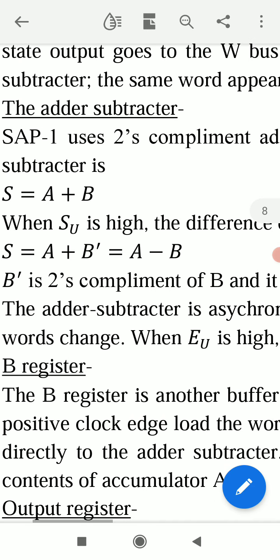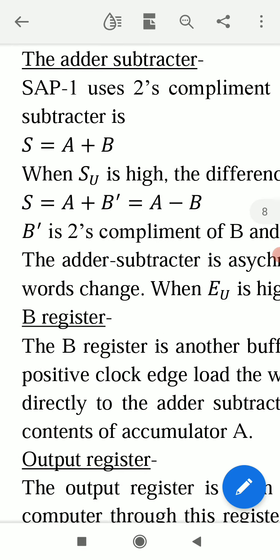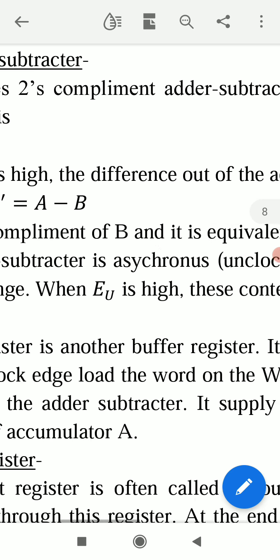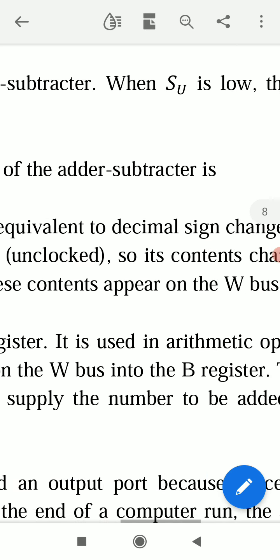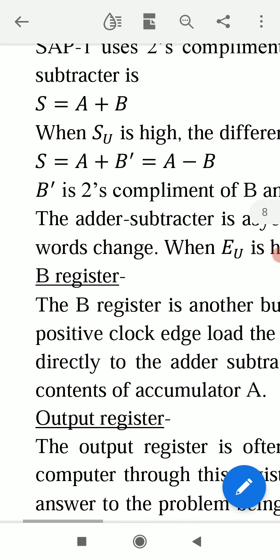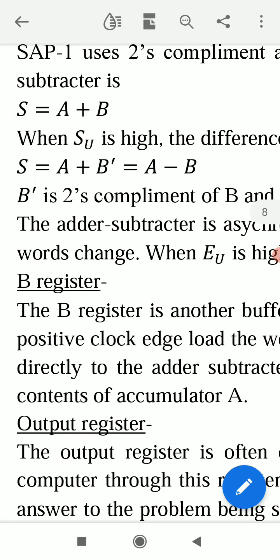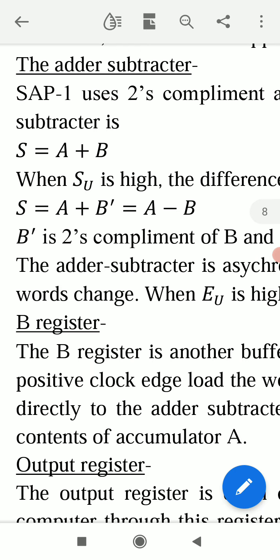When SU is high, the difference out of the adder subtractor is S equal to A plus B dash equal to A minus B. B dash is the 2's complement of B, and it is equivalent to a decimal sign change. So when SU is high, it works as a subtractor, and the resultant word S is A minus B, and when SU is low, it works as an adder, and the word is S equal to A plus B.